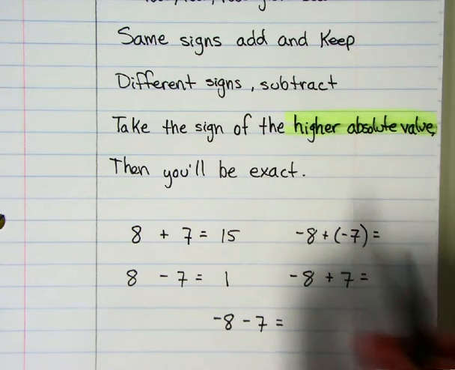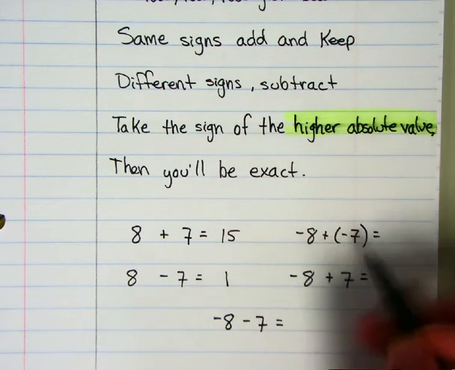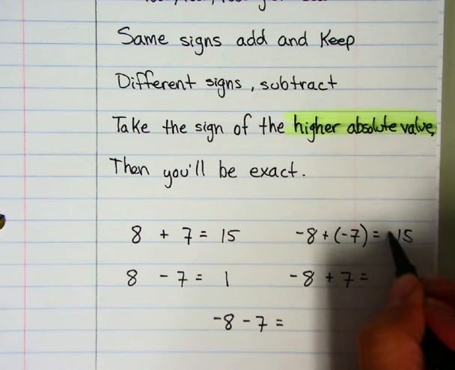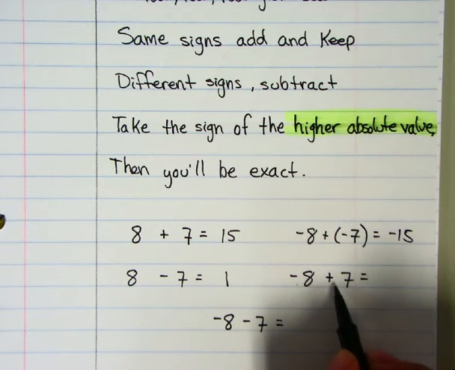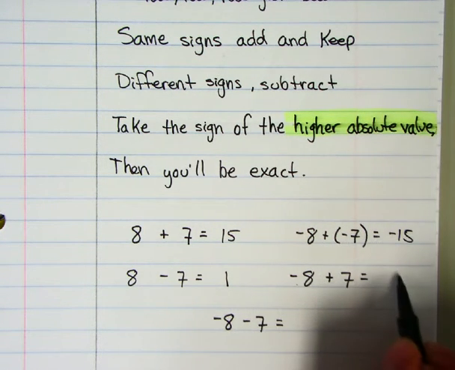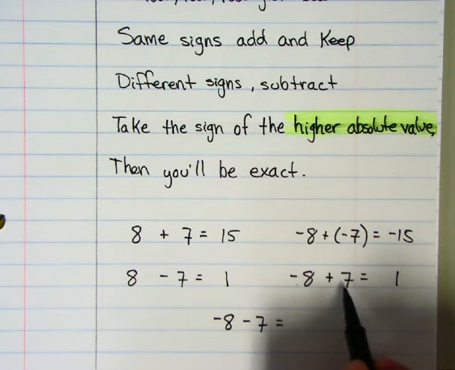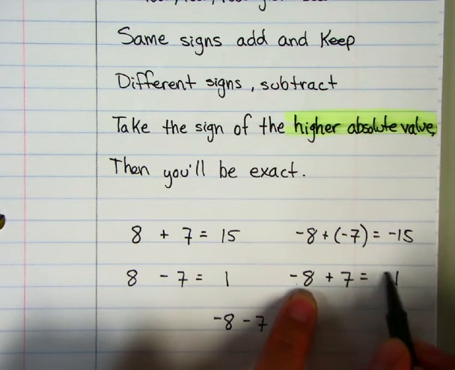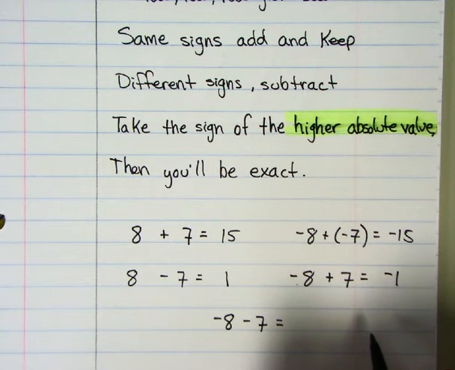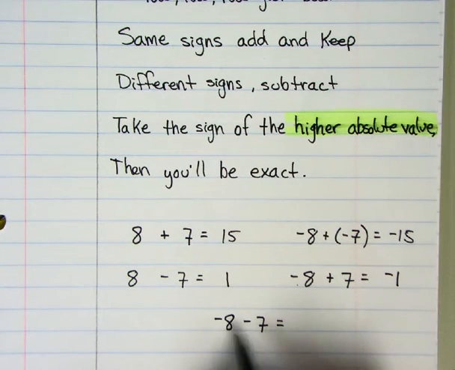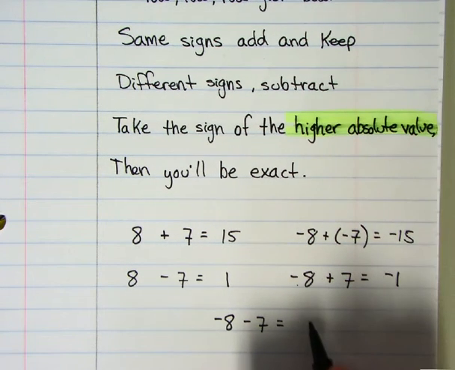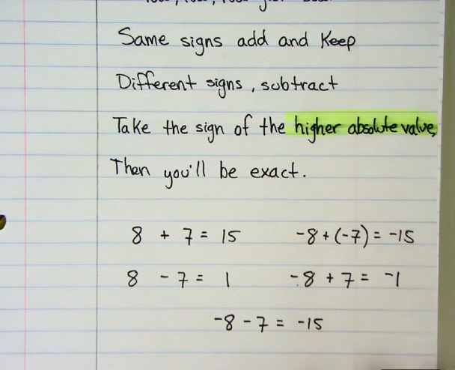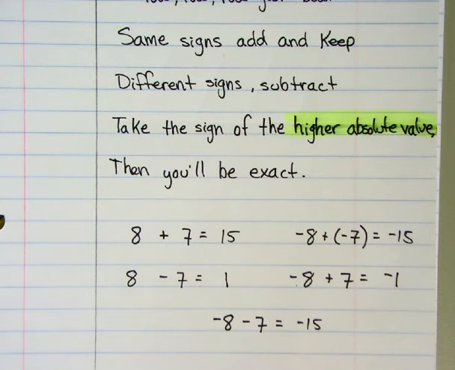Let's try that again. Same signs. Add and keep. Different signs, subtract. 8 minus 7 is 1. Take the sign of the higher absolute value. This one had a higher absolute value, so it's negative. Then you'll be exact. One more time. Same signs, add and keep. Different signs, subtract. Take the sign of the higher absolute value, then you'll be exact.